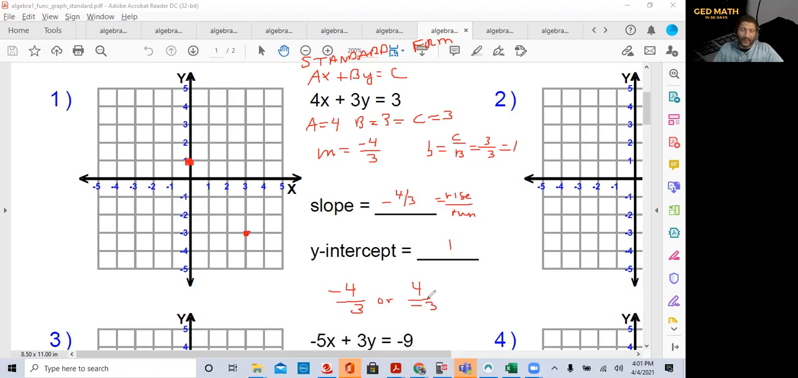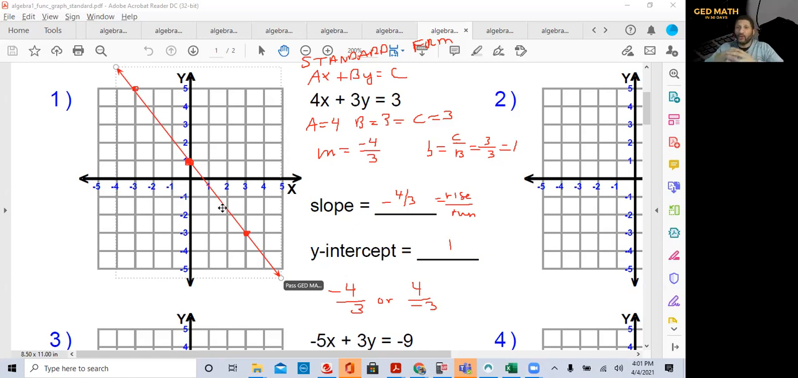I'm going to use the second way I can indicate slope. Plus 4. 1, 2, 3, 4. And my run is negative 3, so I must go to the left. 1, 2, 3. If you notice, all 3 points are on the same line. Look at that. So it doesn't matter what slope you use. And I wanted to show you that, so you know that they're the same.